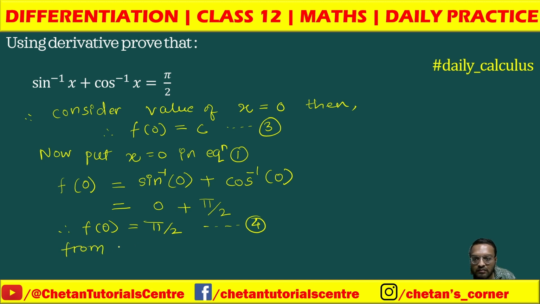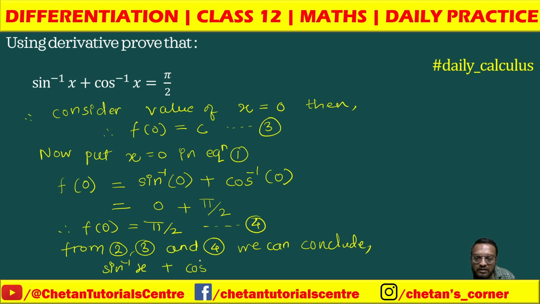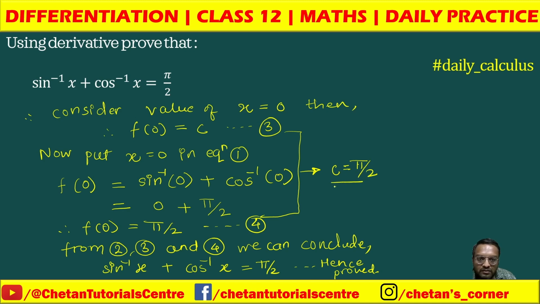From equation number 2, 3 and 4, we can conclude that sine inverse of x plus cos inverse of x is equal to pi by 2. Hence, it is proved. How? See, from equation 3 and 4, what we have got? f of 0 is pi by 2 and f of 0 is c. So the value of the constant function is pi by 2.